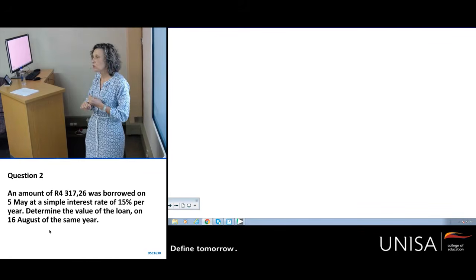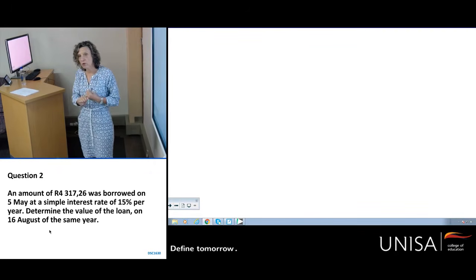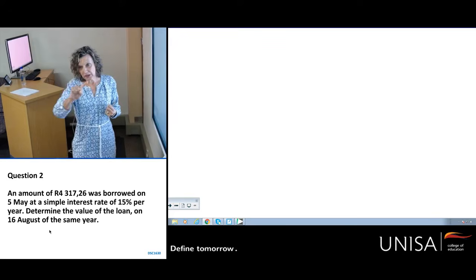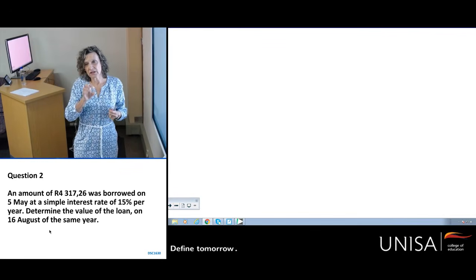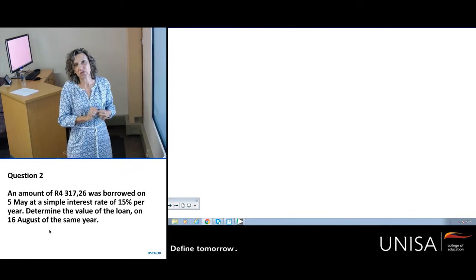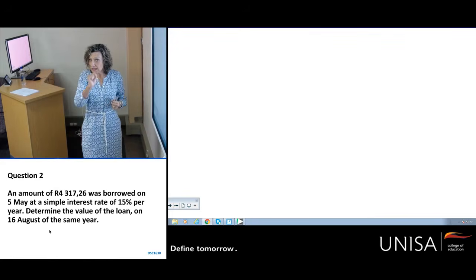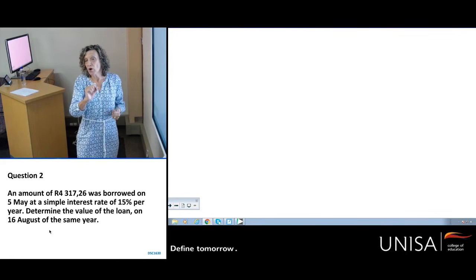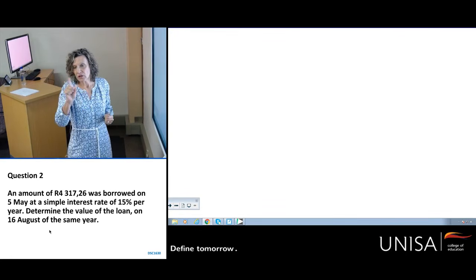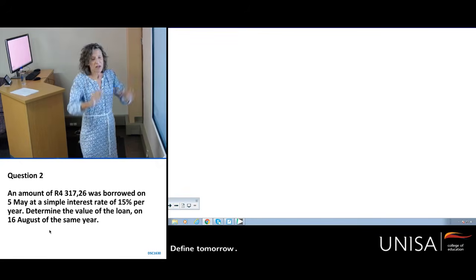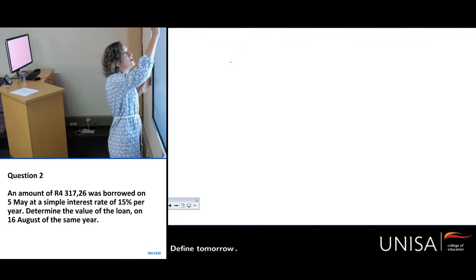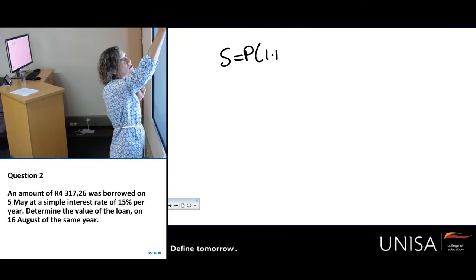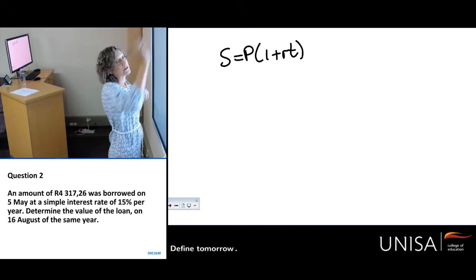Firstly, I'm looking for that ID word in my problem. So I read through it, and what jumps out is actually simple interest rate, right? Because you know now, that's the ID word that I'm looking for when I'm working with simple interest. So the first word is simple interest, so I don't think twice. I know S equals P(1 plus RT). Right, what's the next step?